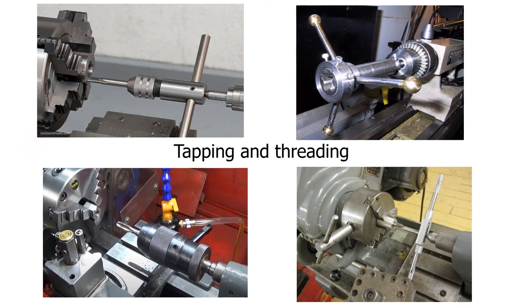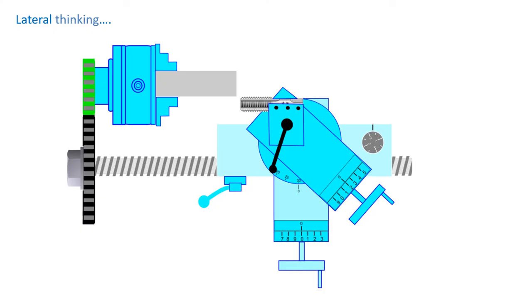Tapping square to a surface can be a challenge at the best of times. We can use the tailstock to tap or align a tap or die. And of course, we can completely tap or thread the component in the lathe, depending on the situation. In the absence of a threading tool, I had to utilize a tap to create an external thread. With a little bit of lateral thinking, I can get the job done.